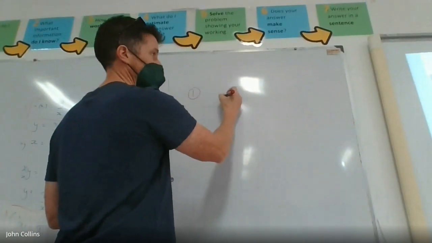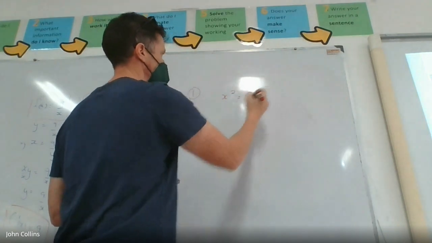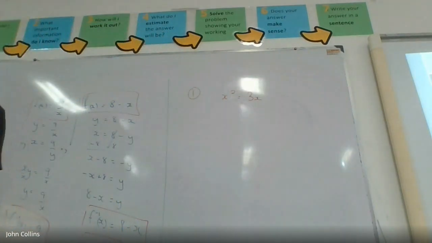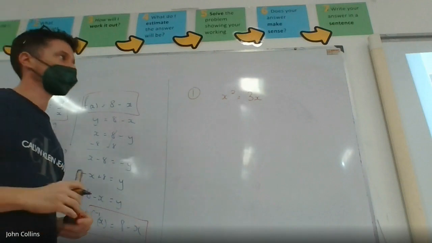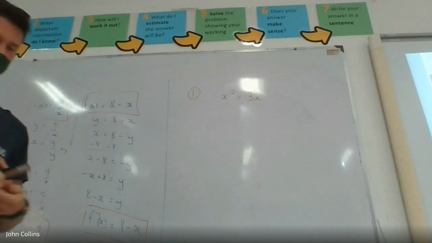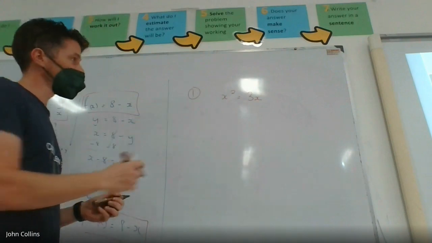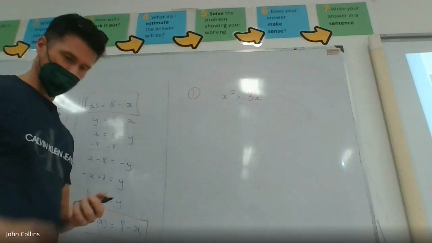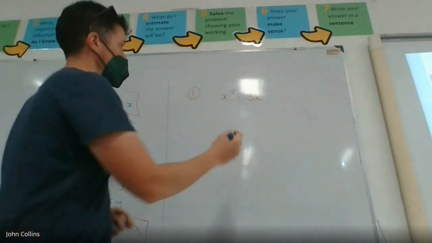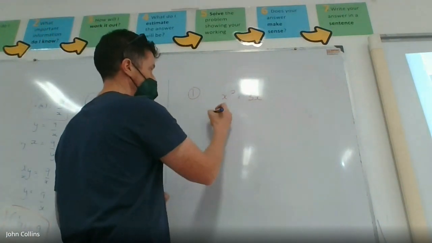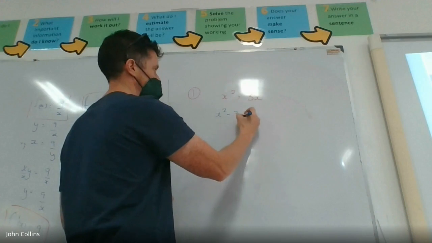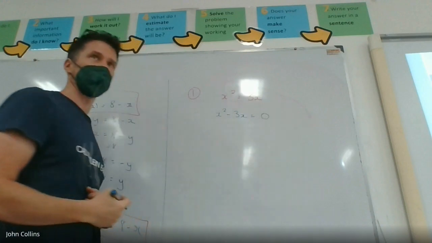First example, x squared is equal to 3x. If you're trying to solve or factorize something, make sure all terms are on one side. So these are terms on opposite sides. Bring everything to one side, so subtract 3x from both sides, and you get x squared minus 3x equals 0. That'd be the first step.